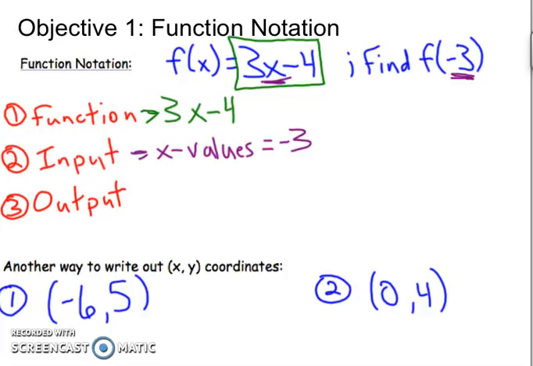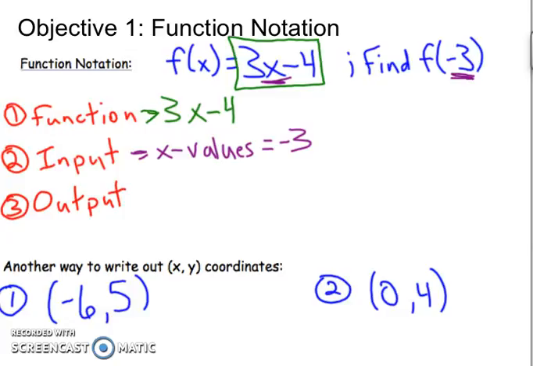Now again, I'm not going to actually evaluate that. That's going to come back later. But as long as you can identify that negative 3, the f of negative 3, that's how you say that as well. Sorry, I didn't say that, but f of x, in this case it's f of negative 3. Of negative 3 is the input.